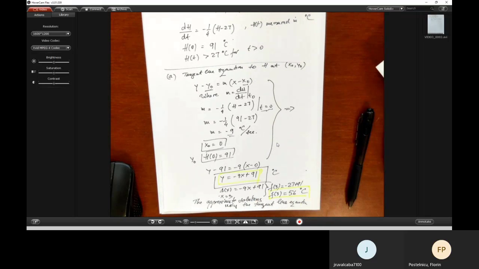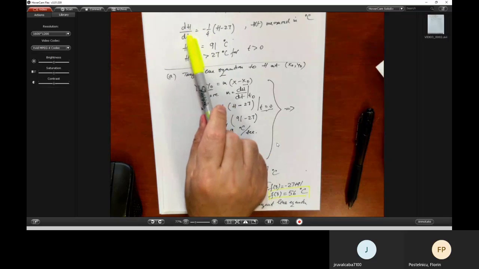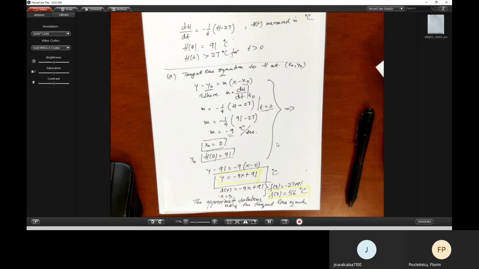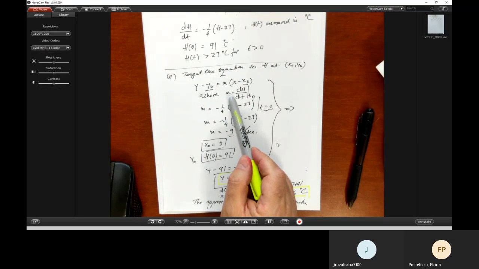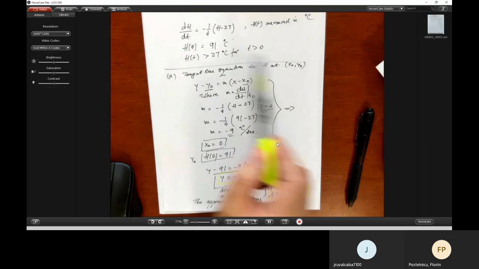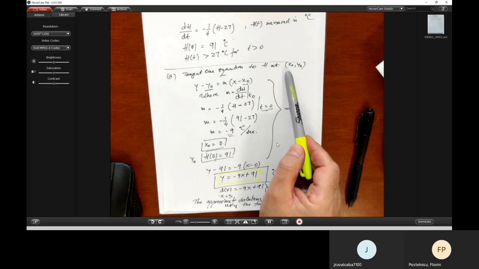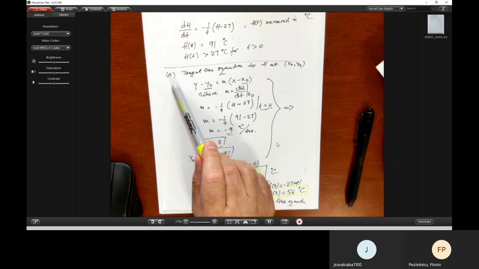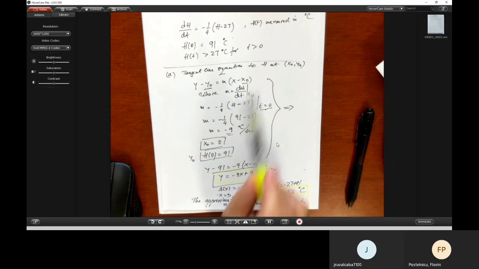So how did we solve the problem? Well, lots of things are already given to us, like the derivative of the function with respect to time. We use that one to find out the slope. Then the initial condition helped us to figure out where the point is located on H. Let's move now to the second part of the problem.